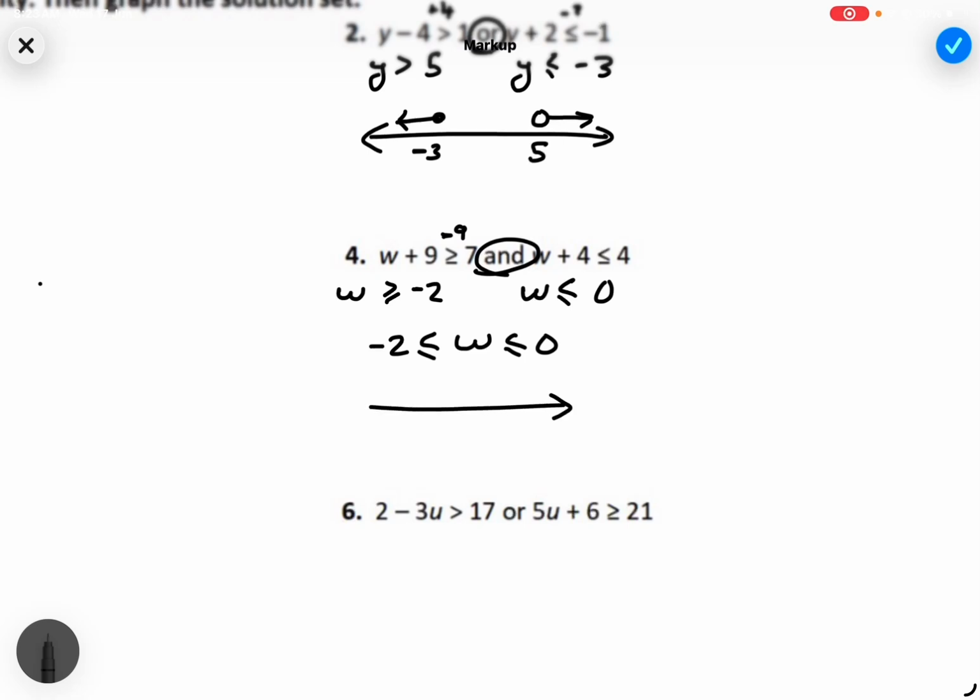On the number line, it looks like this, and then negative 2 is here and 0 is here, both filled holes, and the answer just looks like this.